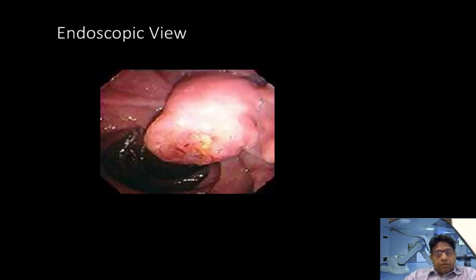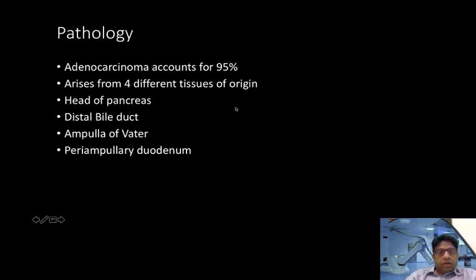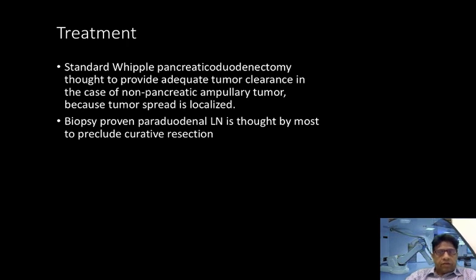So this is an endoscopic view that you might find of a periampullary tumor, which is visible at normal gastroscopy. And this appears to be a forward viewing scope, not a side viewing scope, but this is an abnormality. Pathology typically in periampullary carcinoma is adenocarcinoma, 95%, from four different areas: one, the head of the pancreas; two, the distal bile duct; three, the ampulla of Vater; and four, the periampullary duodenum. Treatment is standard Whipple's pancreaticoduodenectomy. This is thought to provide adequate tumor clearance in the case of non-pancreatic ampullary tumors because tumor spread is localized. A biopsy-proven paraduodenal lymph node is thought by most to preclude curative resection. So if there's paraduodenal lymph node involvement, then you're unlikely to get a curative resection.